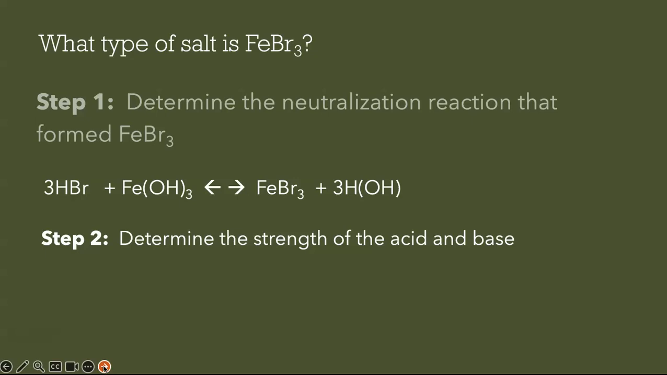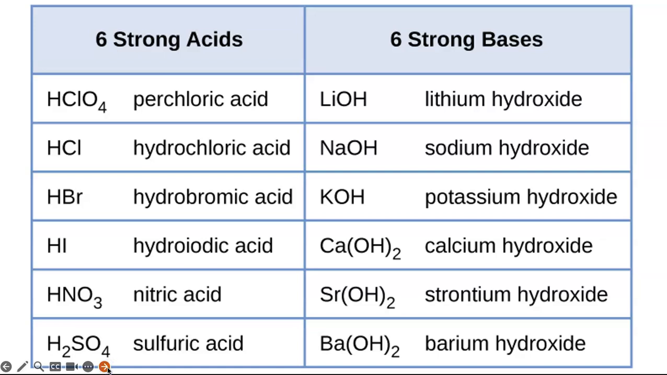All right, now determine the strength of the acid and the base. Well, I'll give you those strong acids and bases in just a minute. I know that HBr is a strong acid. But Fe(OH)3 is a weak base, so that means there's going to be a little bit of acid left as I'm forming this salt. So it is going to be an acidic salt. And so again, the way to determine that is just simply memorize these strong acids and strong bases.